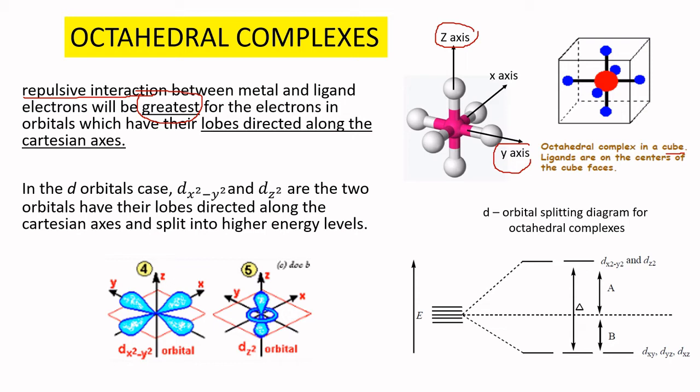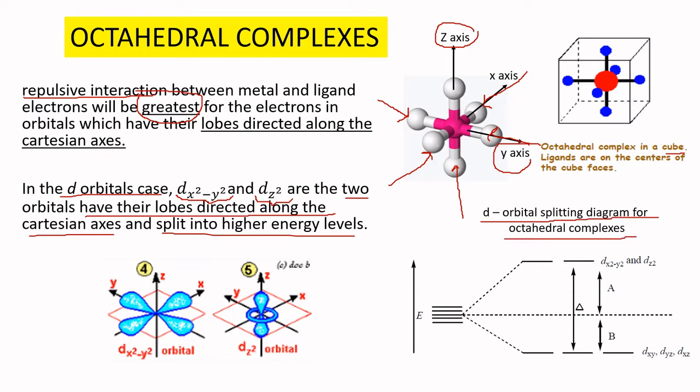If you look at the suborbital shapes in the d orbital case here, dx square minus y square and dz square are the two orbitals that have their lobes directed along the Cartesian axis, and they split into a higher energy level. Because they have their lobes directed along the axis, the ligand will come at the axis here. So for octahedral, the ligands come through the axis. Since the orbitals of the metal are located at the axis, these two suborbitals will experience a higher energy level.